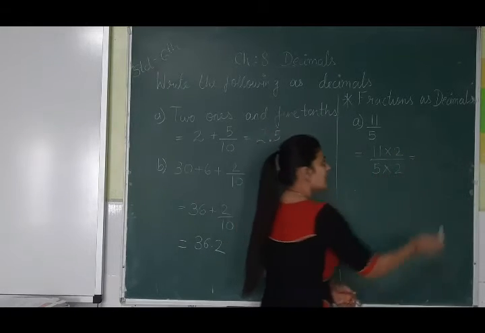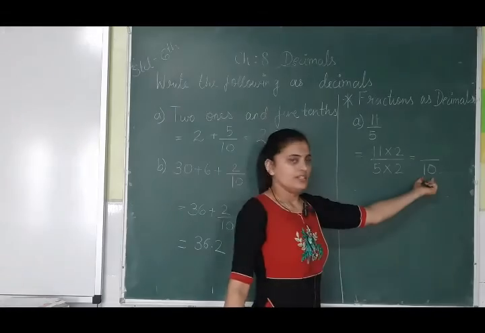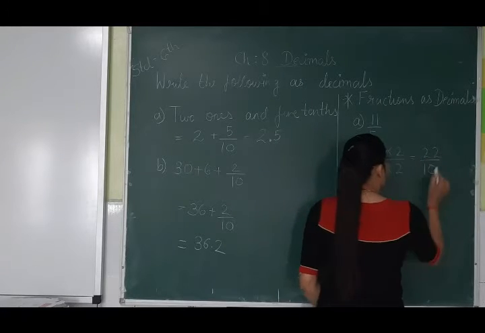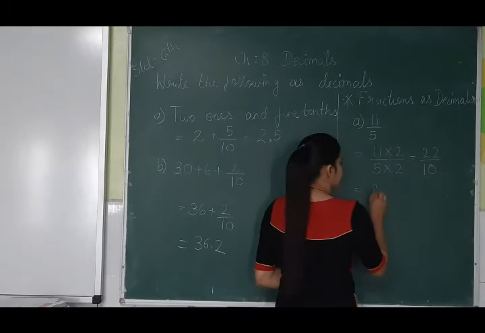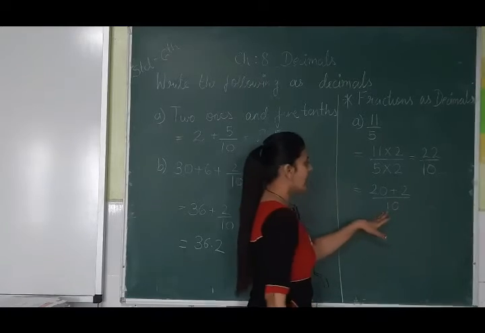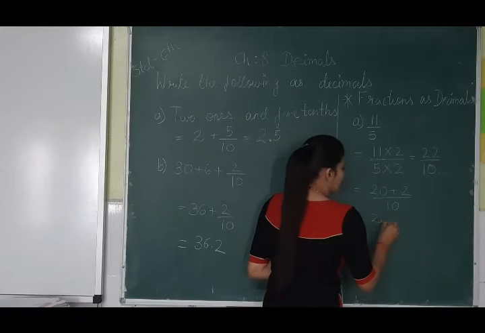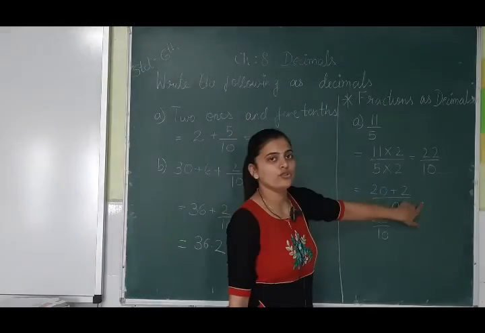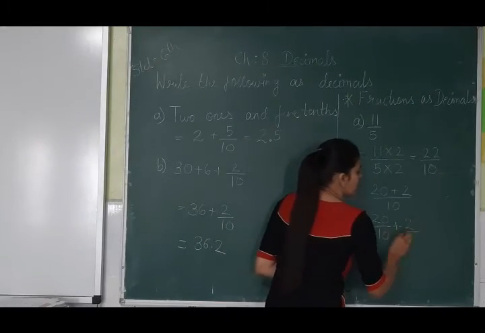So 5 2s are 10. So we are getting 10 as a denominator and 11 2s are 22. Now 22 by 10 can be written as 20 plus 2 by 10. You can write 20 plus 2 is 22, same by 10. Now this 10 can be written as the denominator of 20 also and 2 also. So we will separate it. 20 by 10 plus 2 by 10.